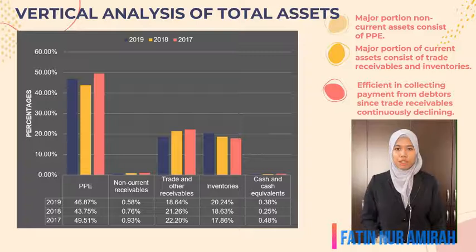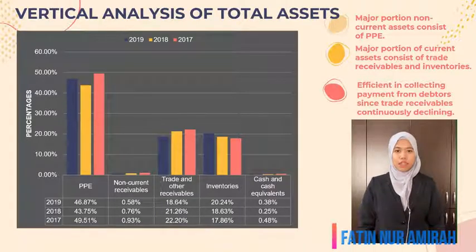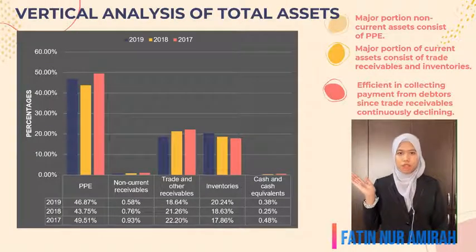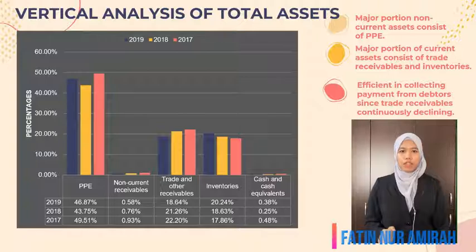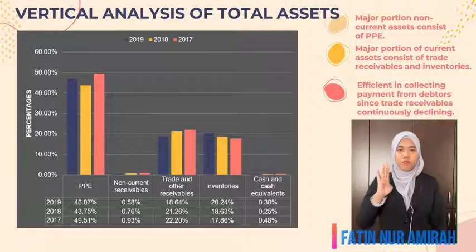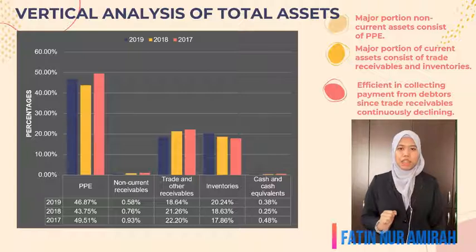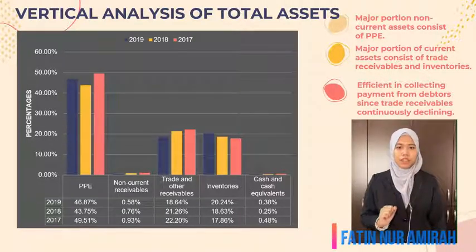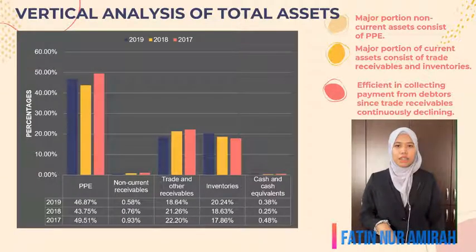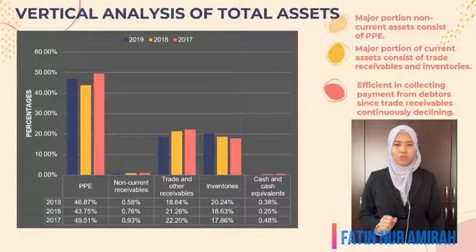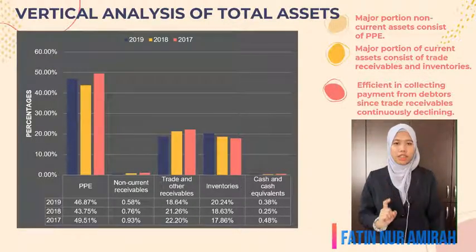First, I will explain the vertical analysis of the total asset. As you can see from the graph, the major component of asset consists of PPE that holds more than 40% of the total asset. The increase in PPE in year 2019 is because there is an acquisition of plant and machinery, tools and equipment. Meanwhile, the smallest amount of non-current asset consists of non-trade receivable that holds less than 1% of all the total asset.